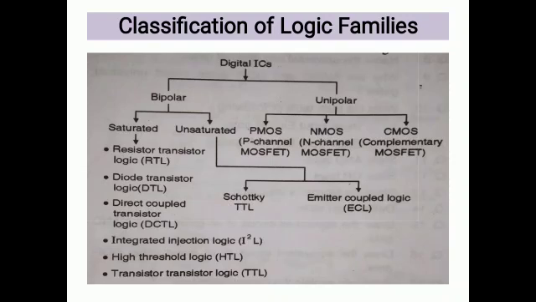So you must have studied in basic electronics that bipolar means the current is flowing due to both the carriers, so it is called bipolar. And in MOSFETs, the current is due to only one type of carrier, that is either electrons or holes, so it is called unipolar.